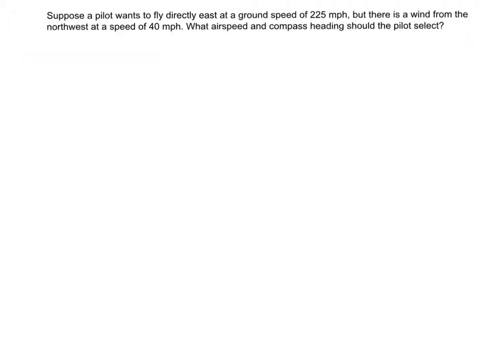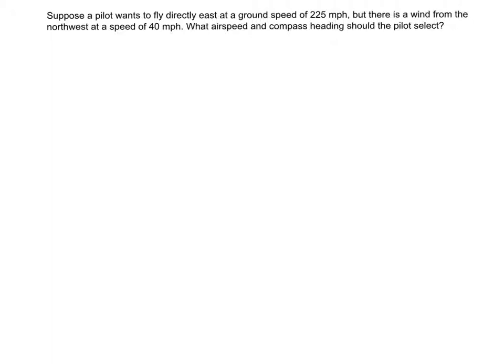So on this problem it says, suppose a pilot wants to fly directly east at a ground speed of 225 miles per hour, but there's a wind from the northwest at a speed of 40 miles per hour. What airspeed and compass heading should the pilot select? So the first sentence is pretty vital that you understand what this is saying. It says, suppose a pilot wants to fly directly east at a ground speed of 225 miles per hour.